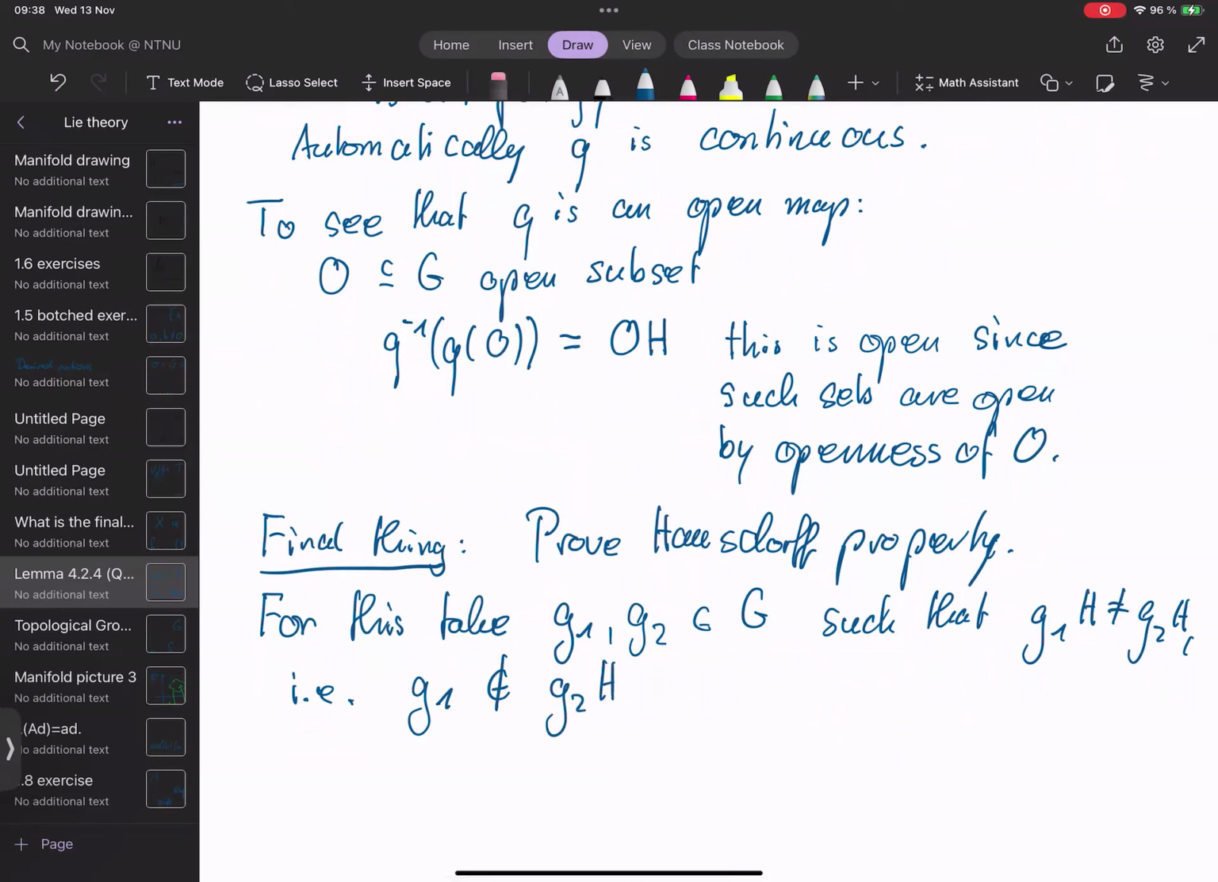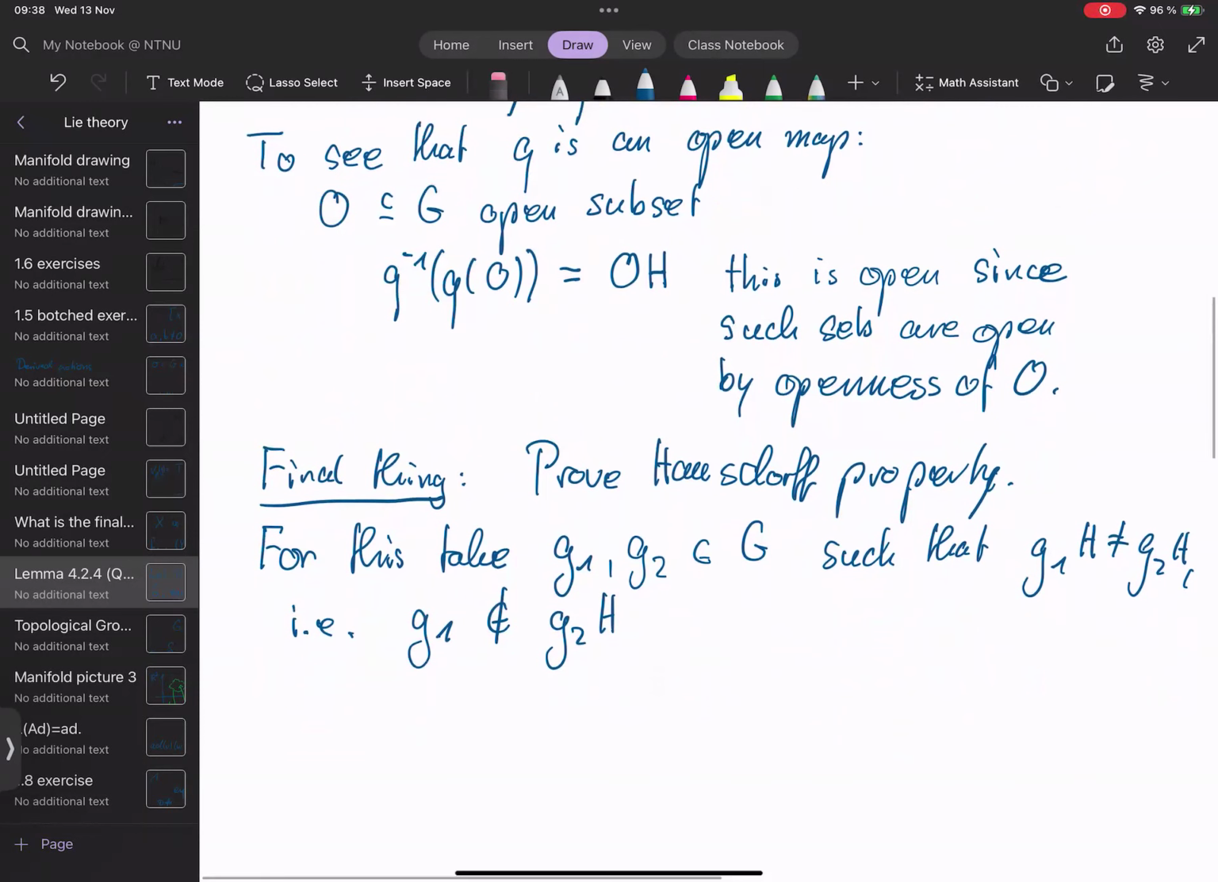Okay, so we have this, and now by a similar argument as to why O times H was an open subset with O open, since H is a closed subgroup, since H is closed as a set, g2 times H is a closed subset.